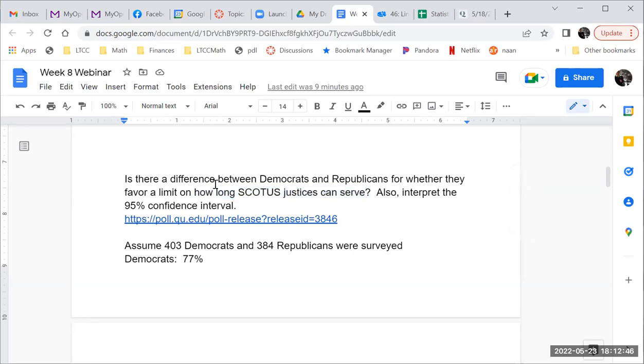Also, interpret the 95% confidence interval. Any questions on the question? No. Okay, so let me just show you.